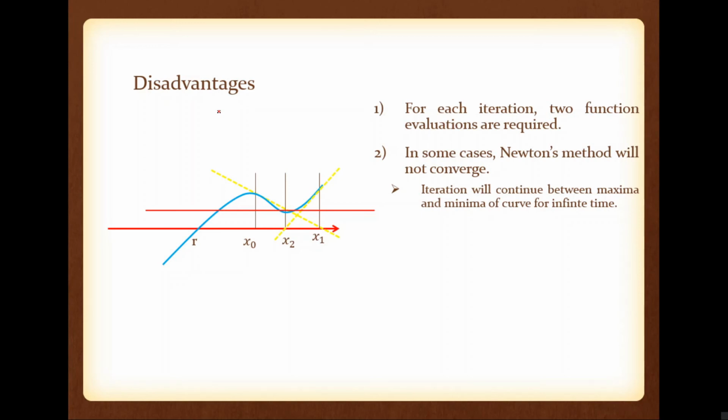I left out one advantage, compared to the previous methods, that is the bisection method, secant method, and false position method. The third advantage is that we can use Newton's method to find complex roots also. By using the previous methods, we can't find complex roots. The bisection method, secant method, and false position method are used to find real roots only. But here we can find the complex root also. That is the biggest advantage of Newton's method, and that is why it is popular.